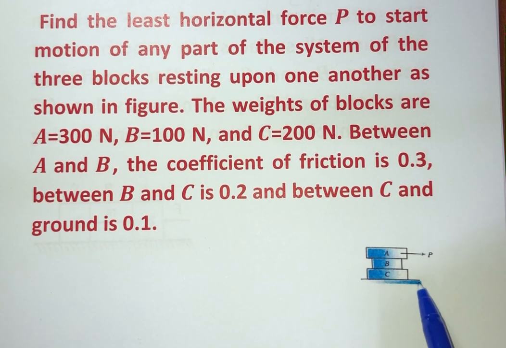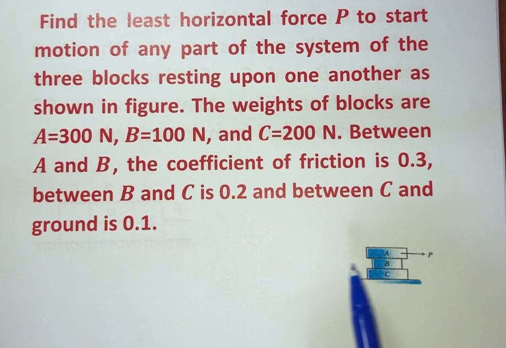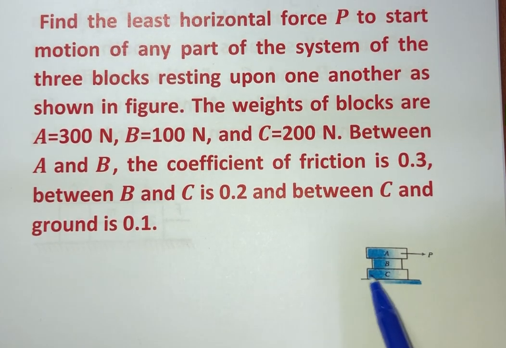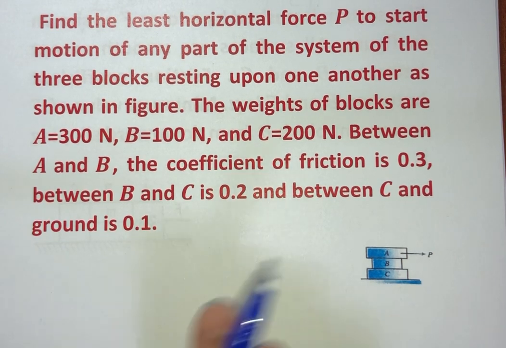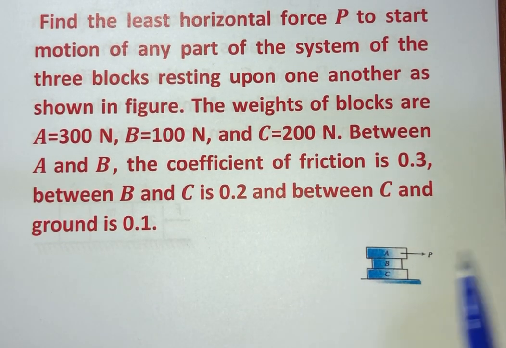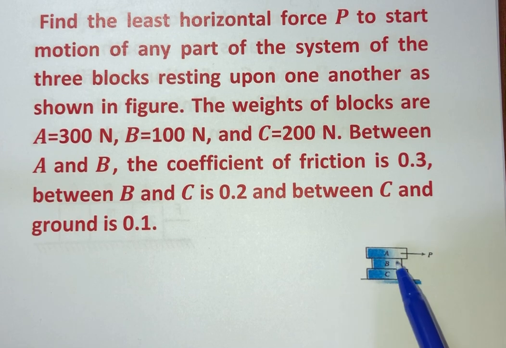So this is the figure. The force is being applied on block A, and they are one above another with respective friction coefficients given as 0.3, 0.2 and 0.1. So we are going to find the least amount of force to start motion in any part of the system. Okay. So we are going to divide the system, as there are three blocks.